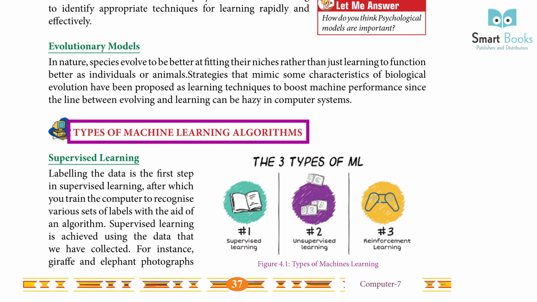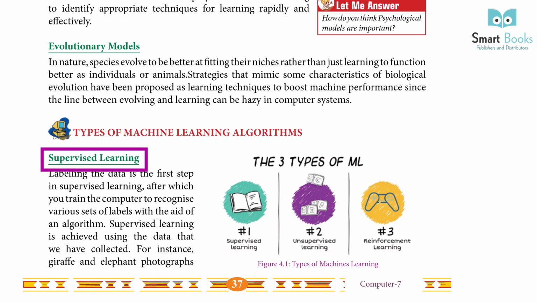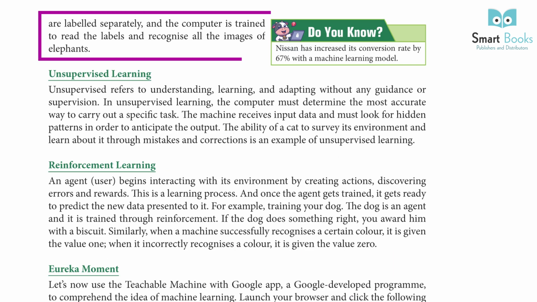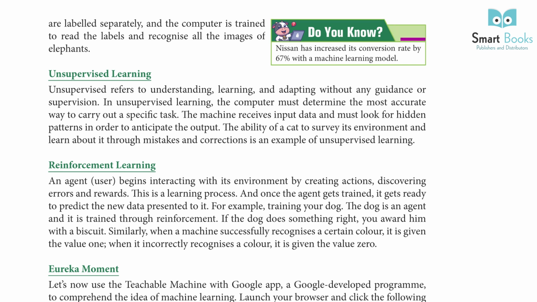Types of machine learning algorithms. Supervised learning. Labeling the data is the first step in supervised learning, after which you train the computer to recognize various sets of labels. With the aid of an algorithm, supervised learning is achieved using the data that we have collected. For instance, giraffe and elephant photographs are labeled separately, and the computer is trained to read the labels and recognize all the images of elephants. Do you know Nissan has increased its conversion rate by 67% with a machine learning model?